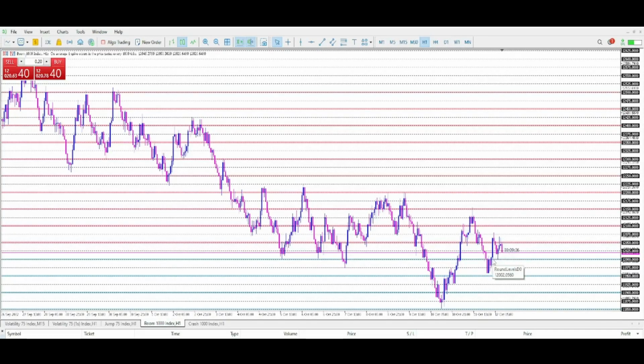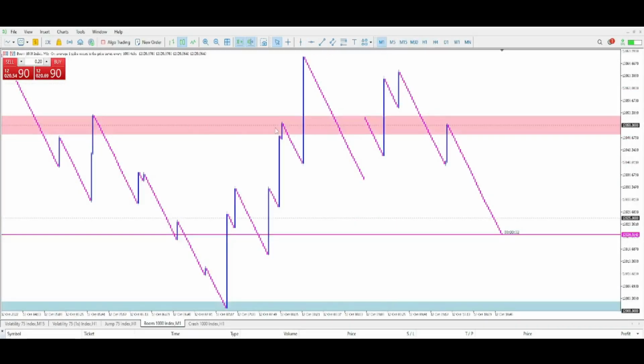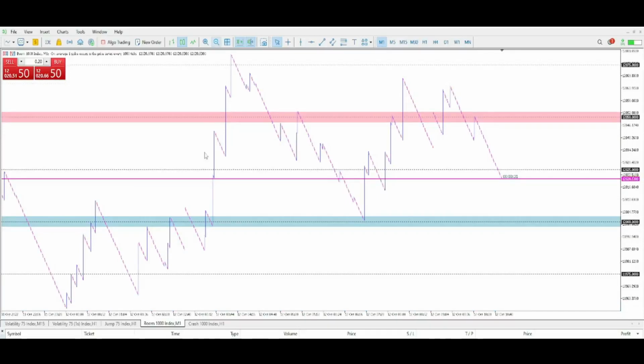Maybe let's look at this scenario here. You can see that spike after spike, spike after spike, and we know these spikes carry more money than the smaller candles. So that's how you'd want to do it. You'd want to sell Crash when it's trending down and buy Boom when it's trending up.